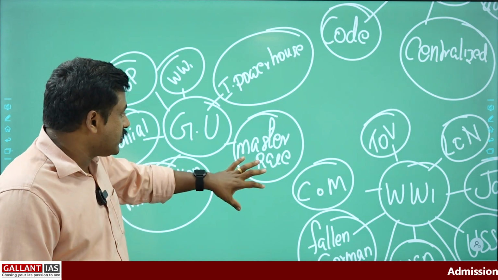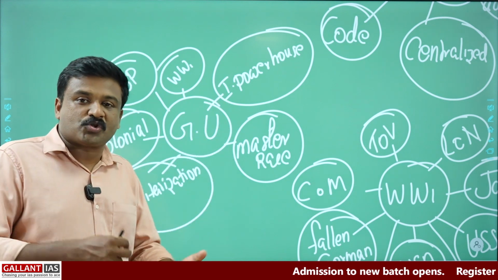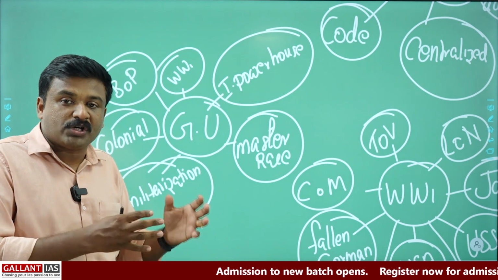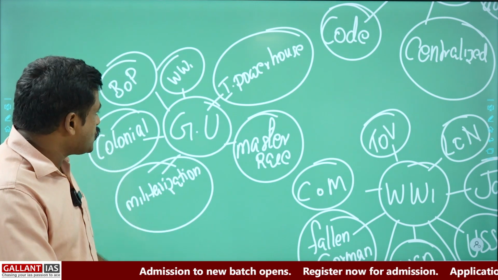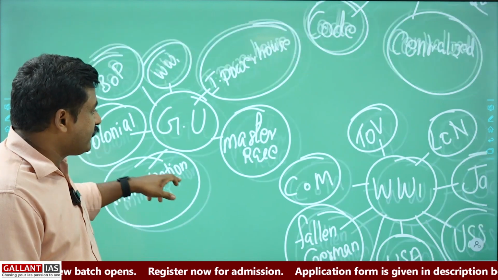Then there is a concept called the master race. Then there is industrial revolution, or Germany became an industrial powerhouse. So these are some major impacts or implications of this German unification.